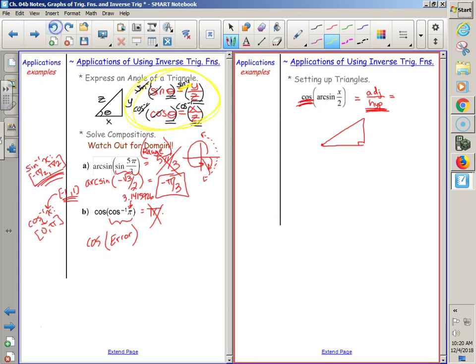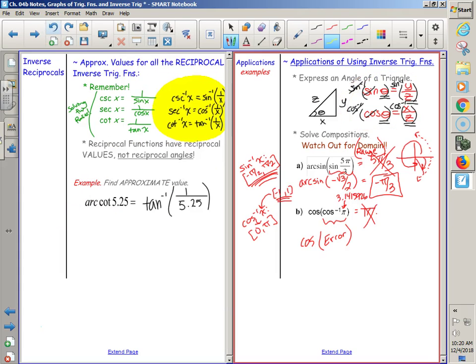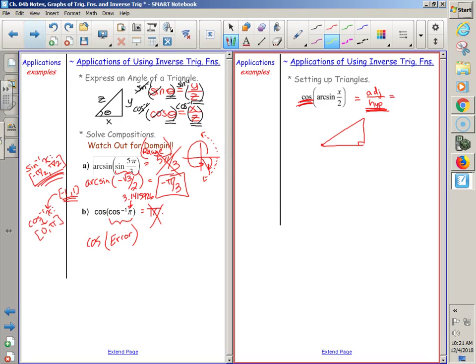First of all, guys, if I draw theta right here, do you know what this side could be? The 2. Because what's in the hypotenuse spot? 2.